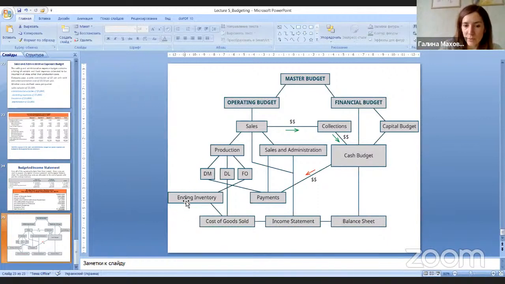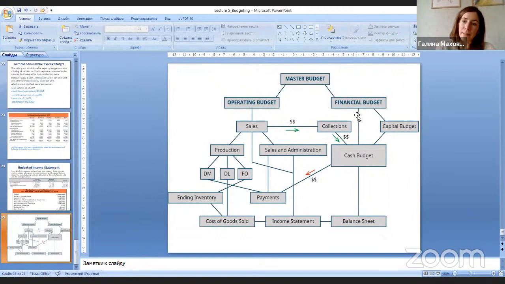We use ending inventory to define how much is cost of goods sold, and according to all our costs, we can calculate the income statement. And then according to these types of budget, we can make the budgeted balance sheet. So here we combine financial budget and operating budget. Of course, in real life, the system of budgets is more complicated than what we discussed today, but these are the main types of budgets. And the main idea is to understand how we should prepare this budget, which principles we may use, and what is the relation between operational budget and financial result of the company.